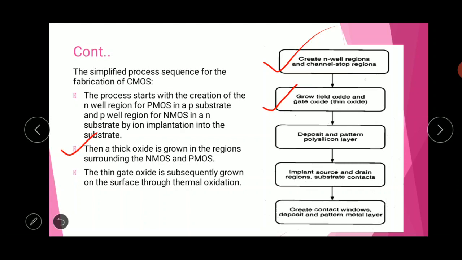So, thermal oxidation is the process by which a layer of silicon dioxide, that is SiO2, is grown on the surface of a silicon wafer. Thermal oxidation is usually performed at temperatures from 900 degrees Celsius to 1100 degrees Celsius.